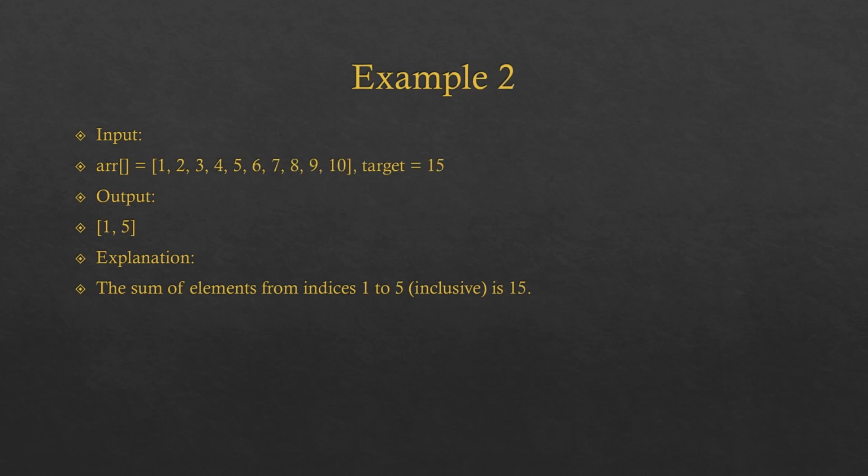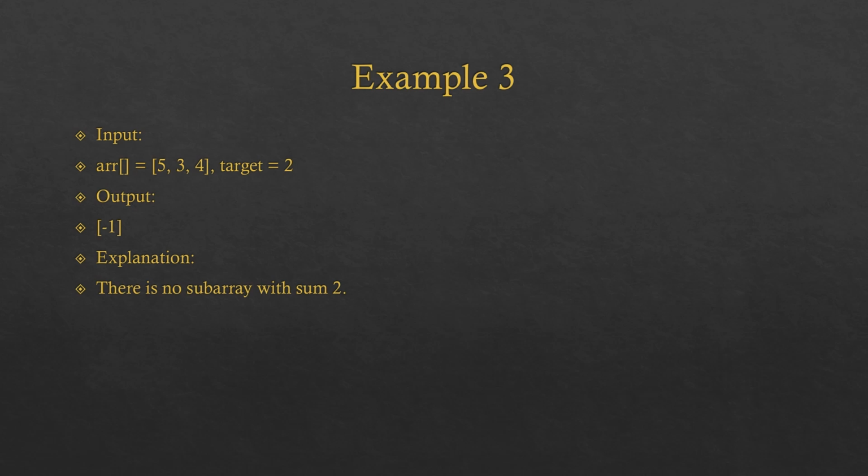Here's another example. Consider the array with elements 1, 2, 3, 4, 5, 6, 7, 8, 9 and 10 with a target sum of 15. If we sum the elements from indices 1 to 5, we get 15. Hence the output for this input is 1, 5.